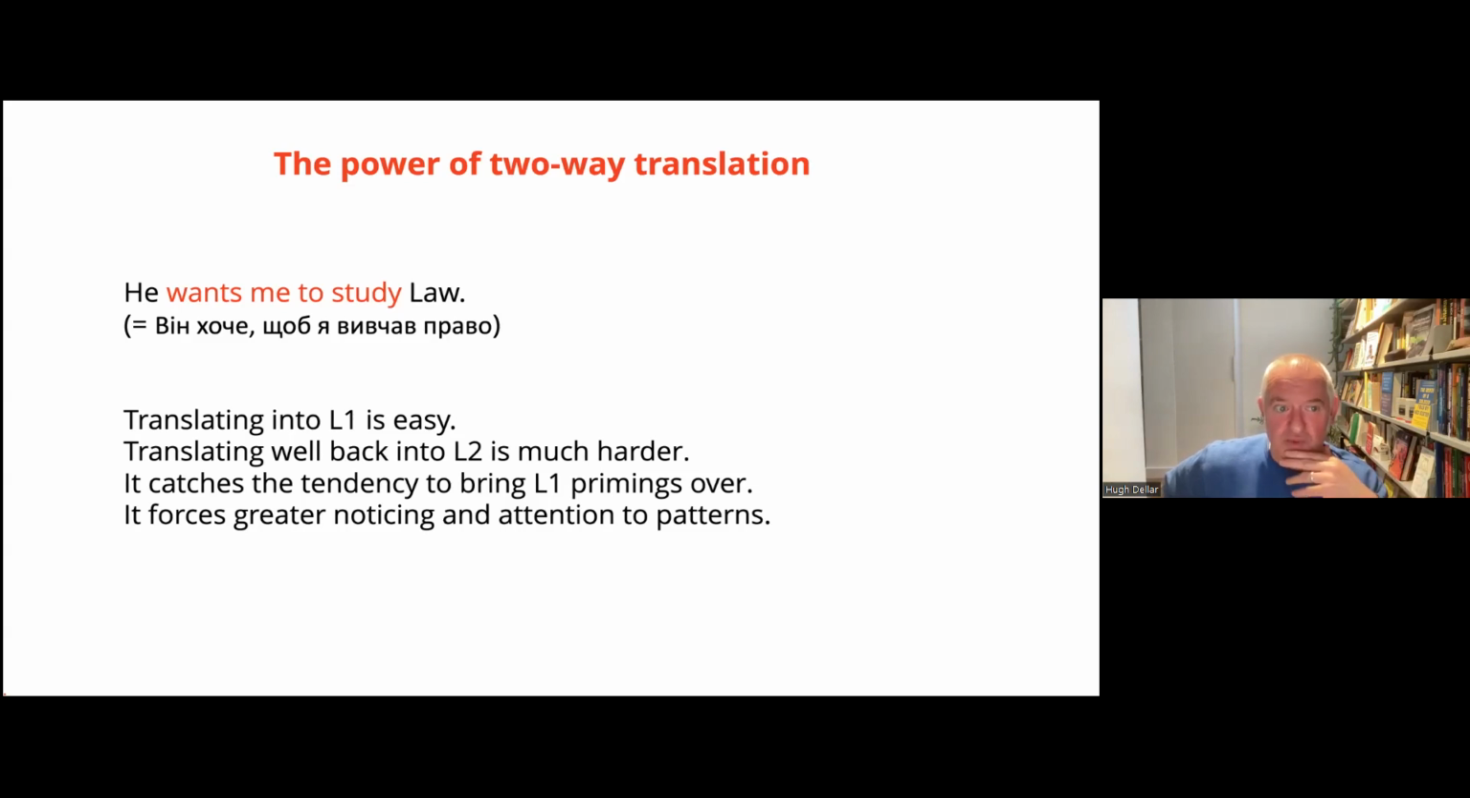Because lots of students will say, yeah, I understand the Ukrainian. In English, it's, "he wants that I study law." And then you check it and you're like, oh, God, I forgot. They do it differently in English. And that kind of catches that tendency that we all have to bring our first language with us. And it kind of forces you to pay attention to, you know, the different patterns, the different way the language works.